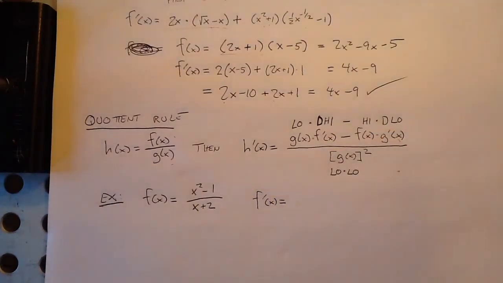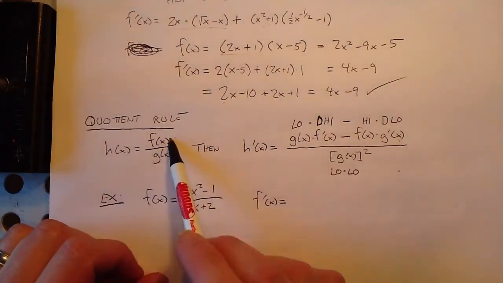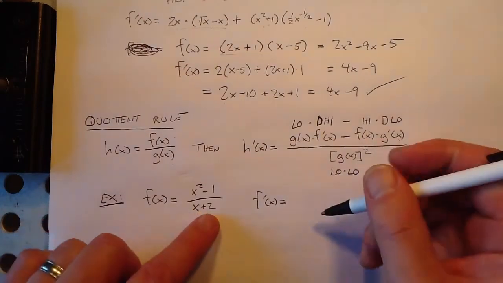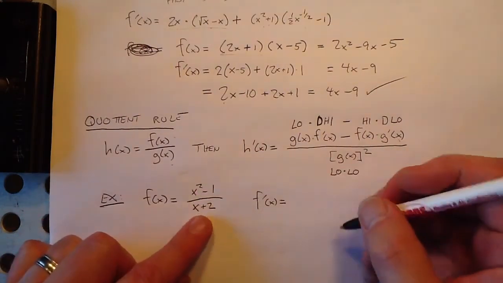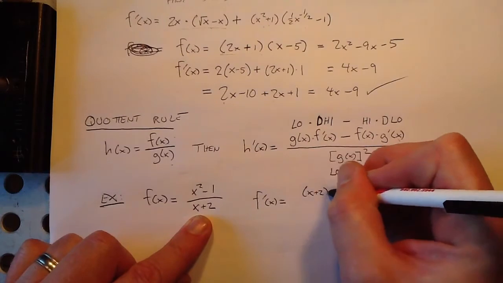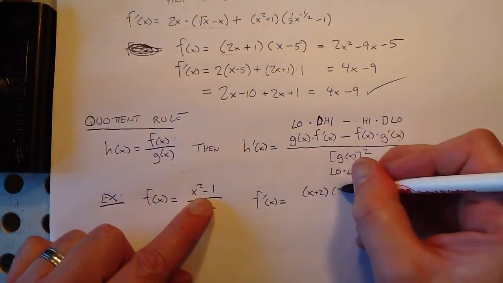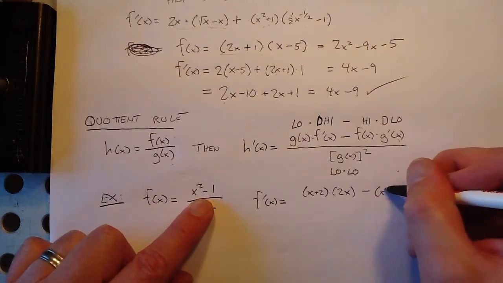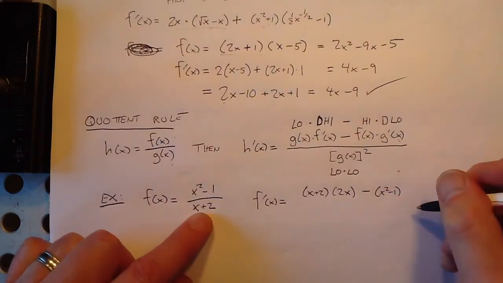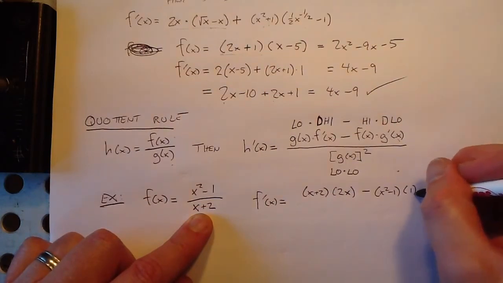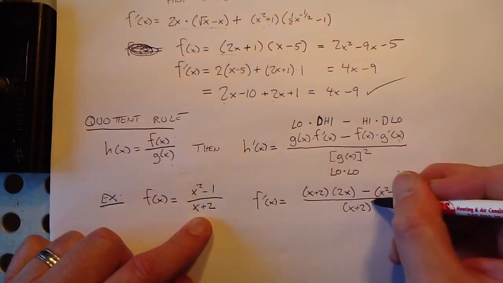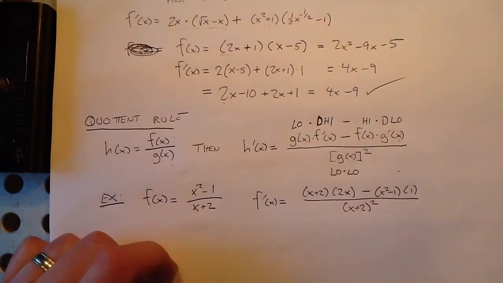So the quotient rule says the derivative of a quotient is low d high minus high d low over low, low. So let's go through and see how that plays out here. So low, d high, minus high, d low, over low, low. They're going to look like this.